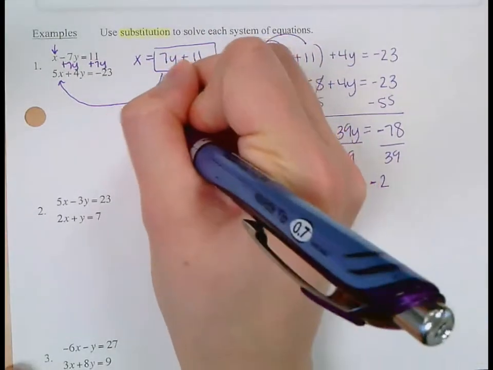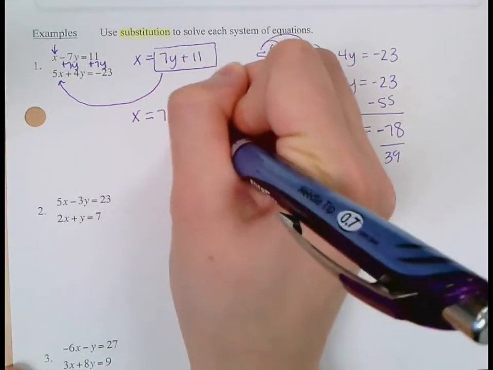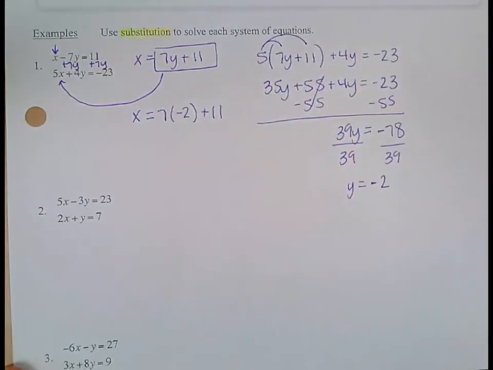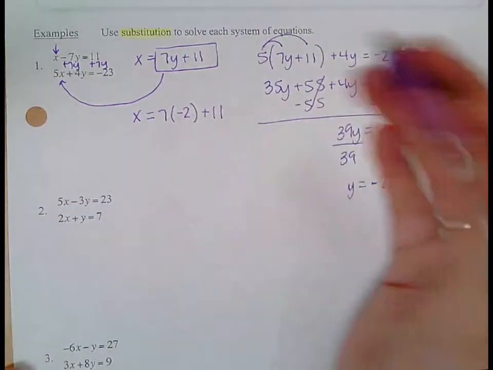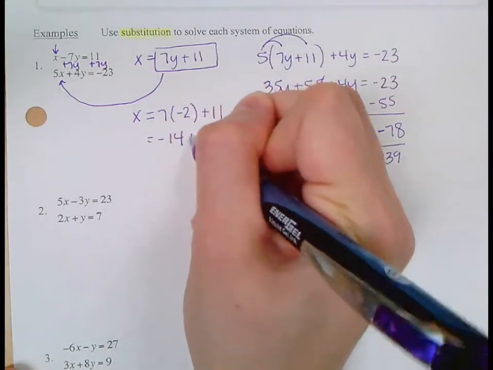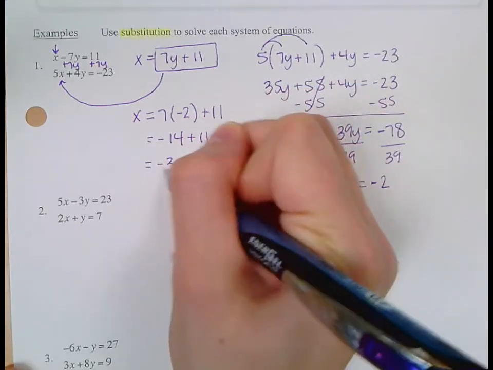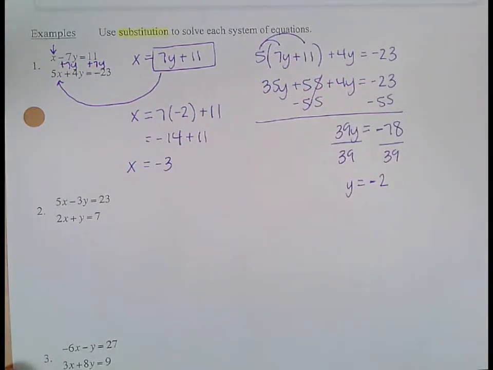So if y is negative 2, x will equal 7 times negative 2 plus 11. And then just evaluate the right side. That would be negative 14 plus 11, which is negative 3. So x is negative 3.